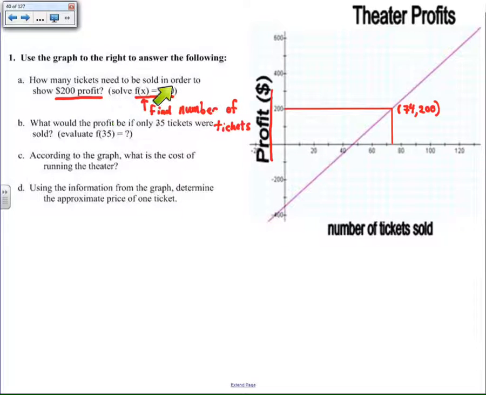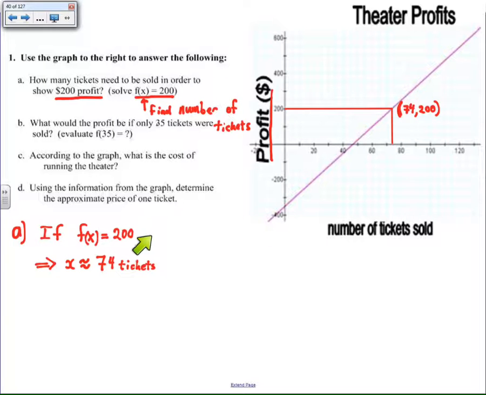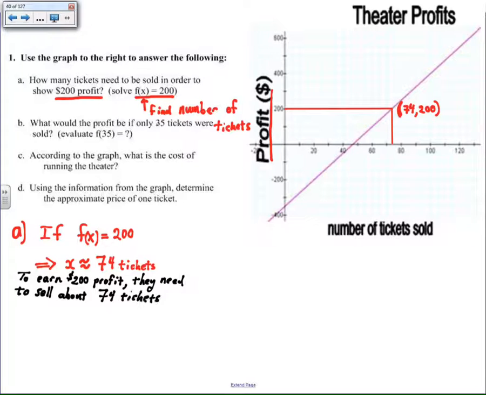I thought about the question, I thought about the answer to the question, now I have to write it. First thing, if f of x is 200, then x is approximately 74 tickets. So I put in a label whenever I can, but I ask the question in math language, and I answer the question in math language. So we say if f of x is equal to 200, it means that the value of x should be around 74. Now, translation into English, don't say x and y, talk about tickets and profit. So to earn $200 profit, they need to sell about 74 tickets.